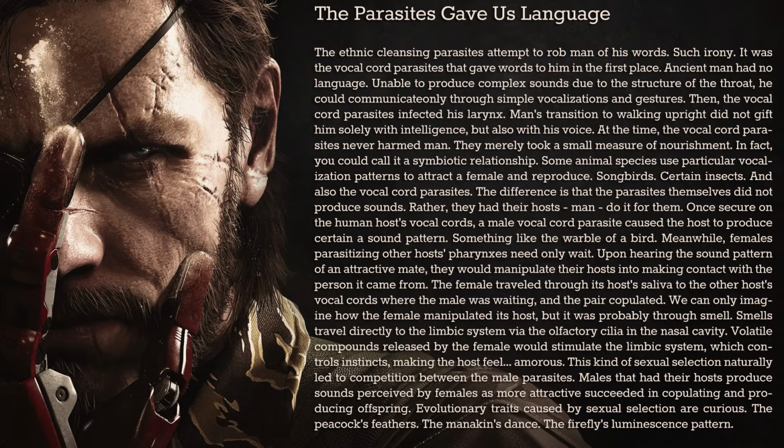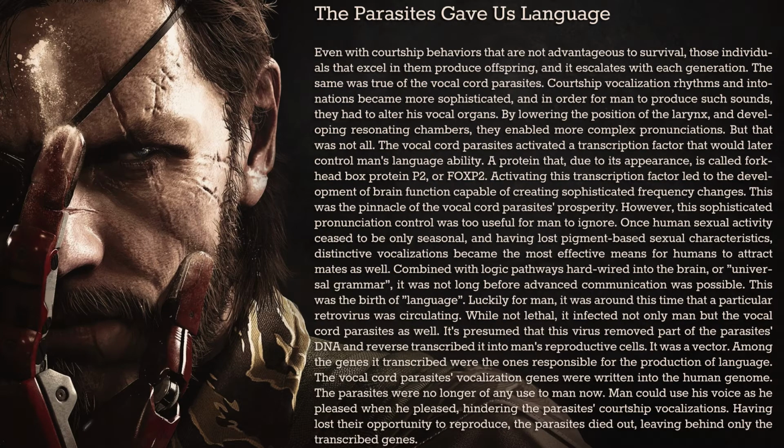Evolutionary traits caused by sexual selection are curious. The peacock's feathers, the manakin's dance, the firefly's luminescence pattern. Even with courtship behaviors that are not advantageous to survival, those individuals that excel in them produce offspring, and it escalates with each generation. The same was true of the vocal cord parasites. Courtship vocalization rhythms and intonations became more sophisticated, and in order for man to produce such sounds, they had to alter his vocal organs. By lowering the position of the larynx and developing resonating chambers, they enabled more complex pronunciations.